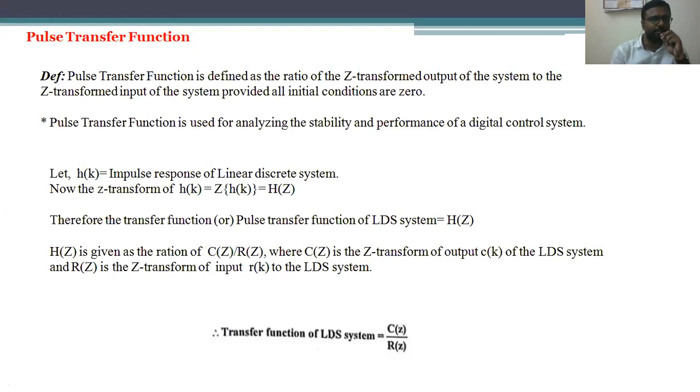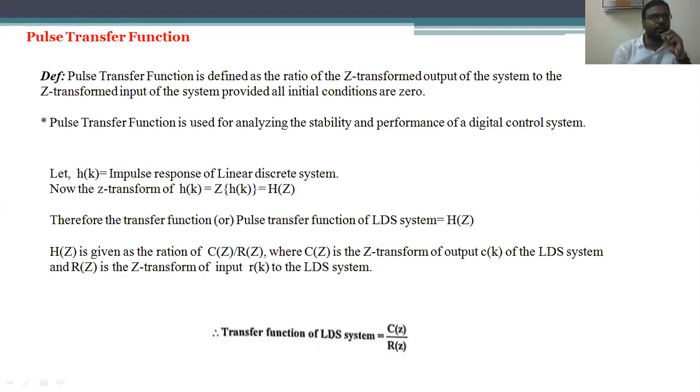That means the output of the system is initially C of k. Whenever we apply the Z transform to C of k, it is converted from C of k to C of z. Similarly, this R of z is nothing but the Z transform of the input of the system. That means R of k is the input of the system. When we apply the Z transform, this R of k is converted into R of z.